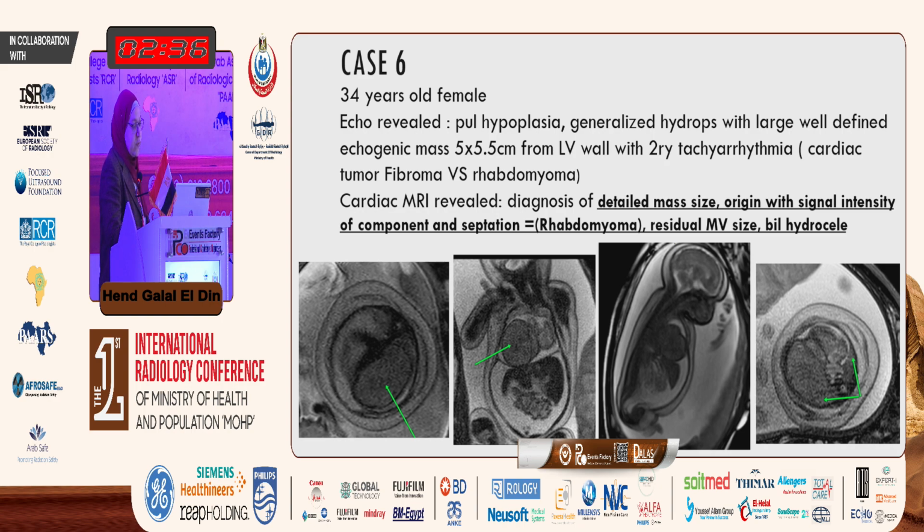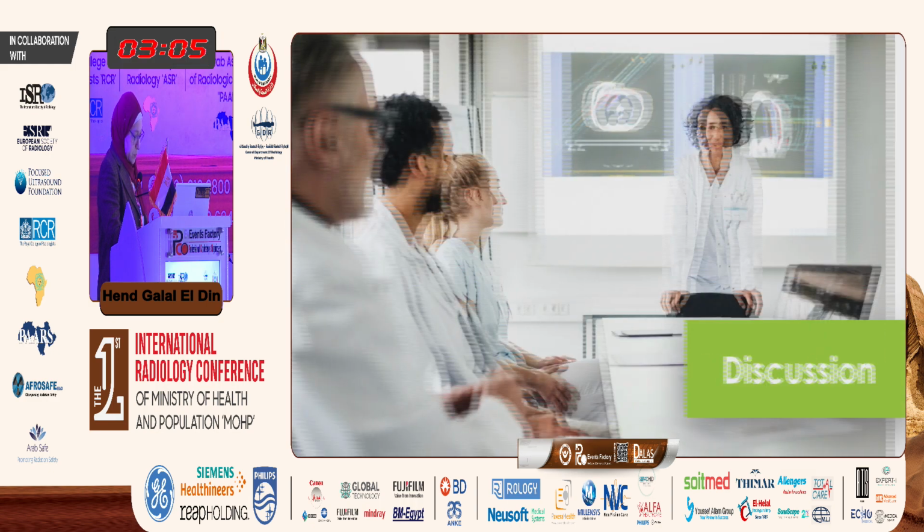The last case was a 34-year-old female. Echo showed pulmonary hypoplasia, generalized hydrops with a large, well-defined echogenic mass from the left ventricle, either cardiac fibroma versus rhabdomyoma. Cardiac MRI revealed details of this mass, size, origin, signal intensity, component and septation, confirming it is a rhabdomyoma with residual mitral valve stenosis and bilateral hydrocele.